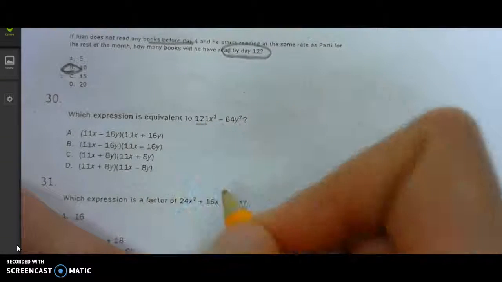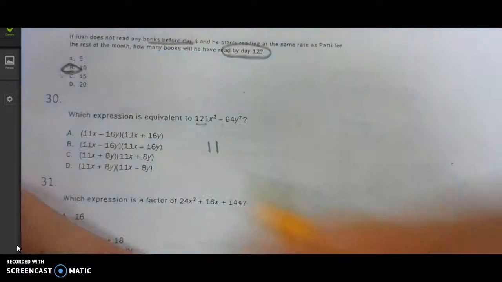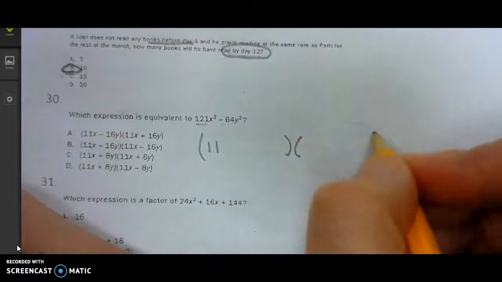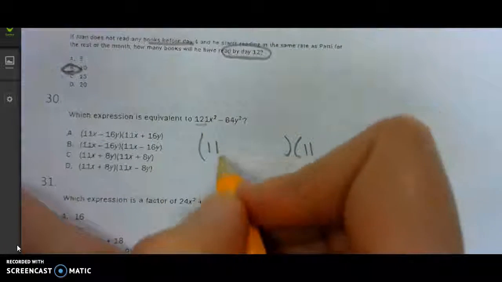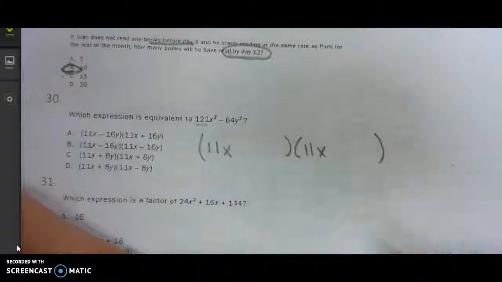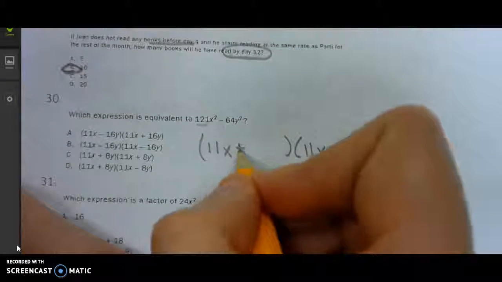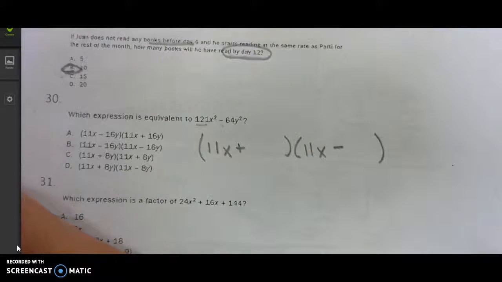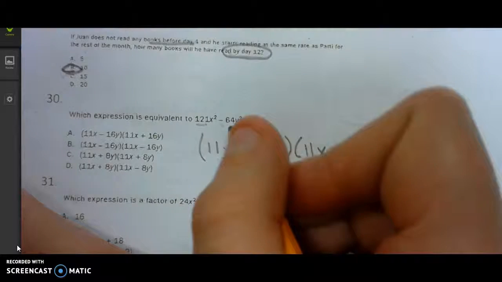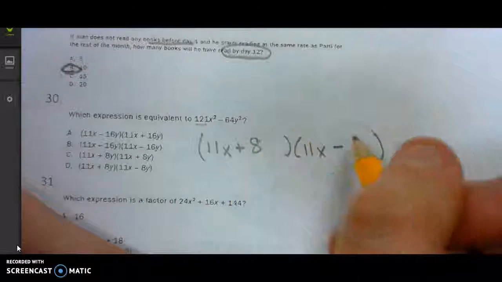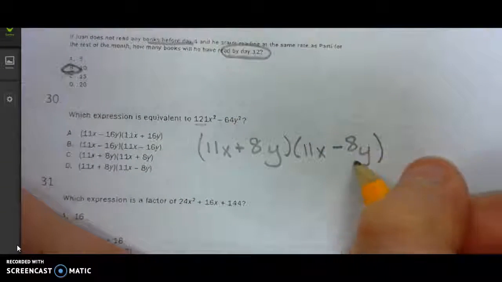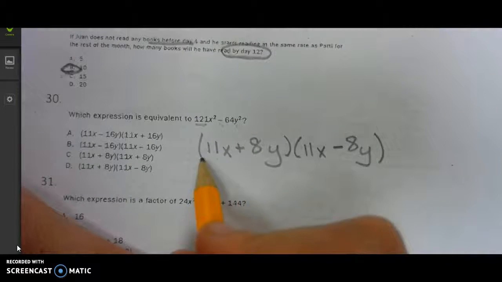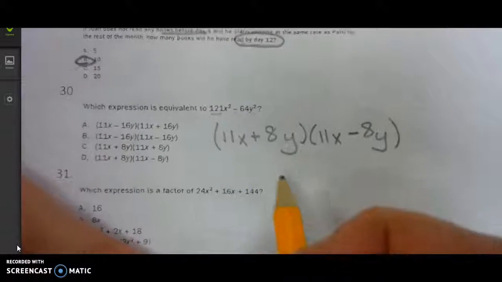So what is the square root of 121? That's 11. I'll put 11 on both sides. The square root of x squared is x. I get a plus sign and a minus sign. And remember, this was called the difference of squares. Square root of 64 is 8. Square root of y squared is y. So I am looking for this over here.